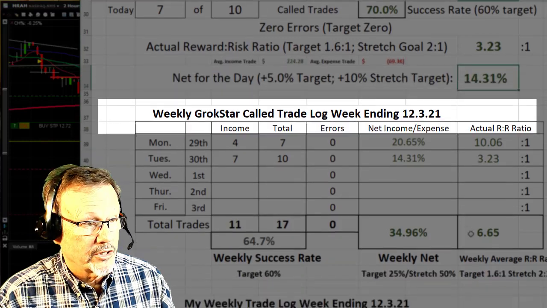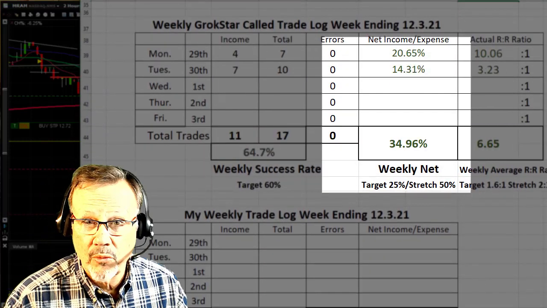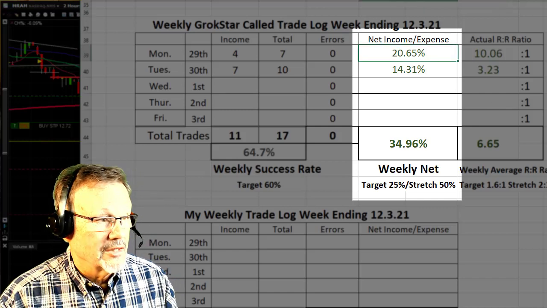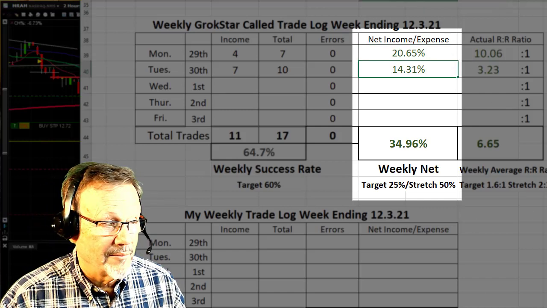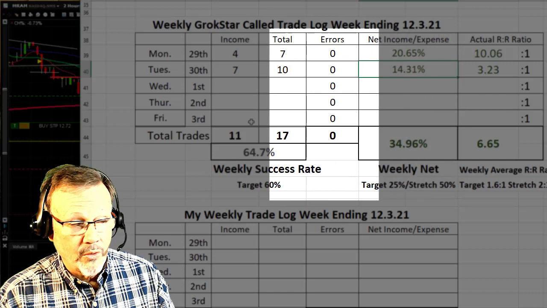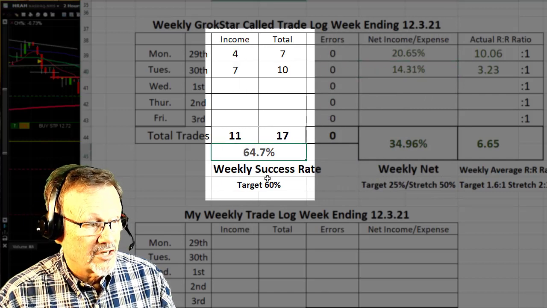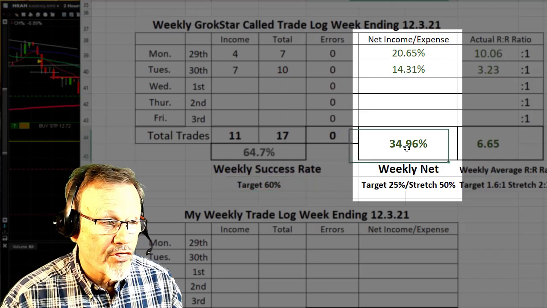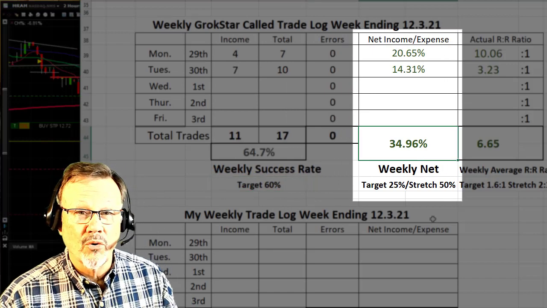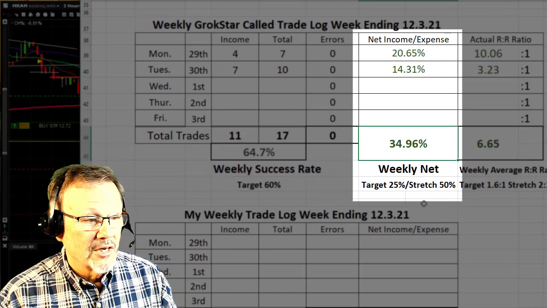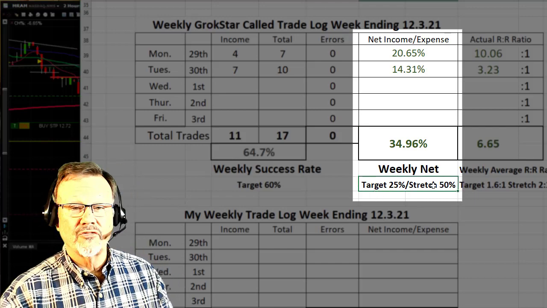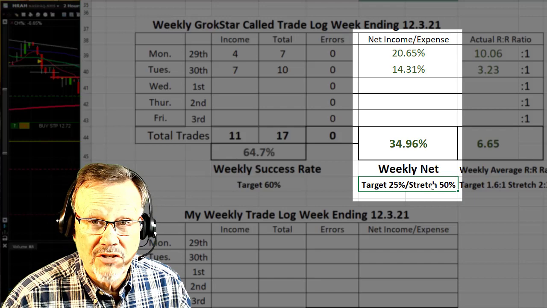And then look at the week here. We've had an incredible week so far. We've only traded 2 days. We had 20% yesterday, and we had 14% today. So for the week here, we're at a 64% success rate, above our 60% target. We're already at almost 35% for the week, just trading 2 days. Our target is 25, 5% per day times 5. Our stretch goal is 50, so we have another 3 days to trade.